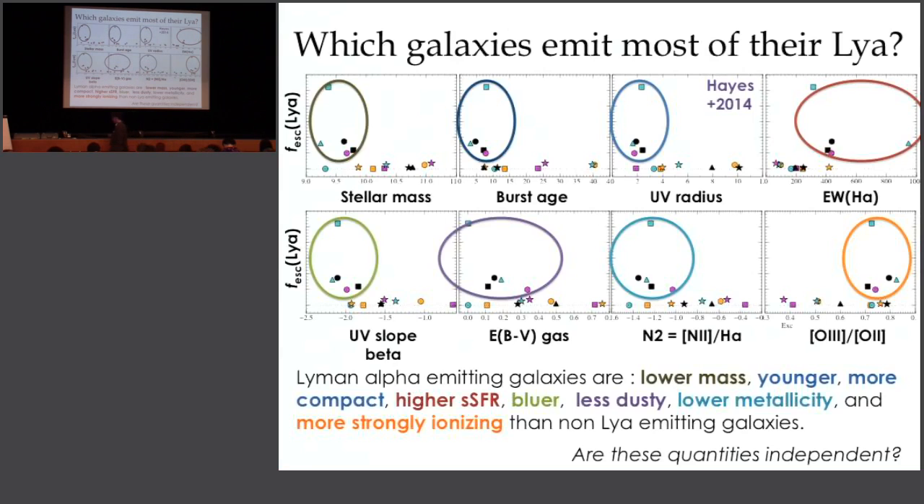For them to be the less metallic ones, they seem to be the most strongly ionizing ones. Of course, all of these quantities are correlated in galaxies. This is, of course, not independent quantities. This is UV selected galaxies observed with HST.